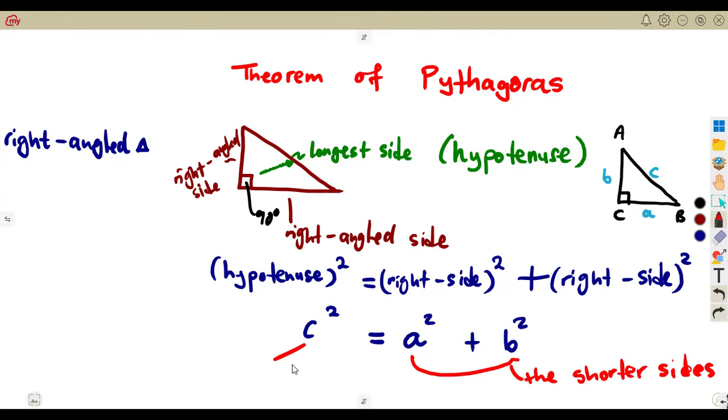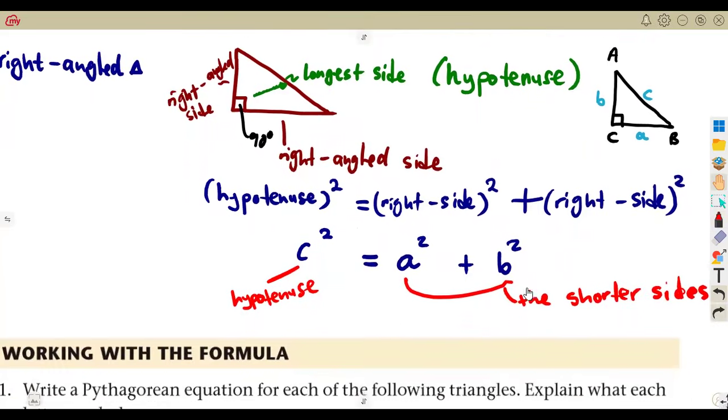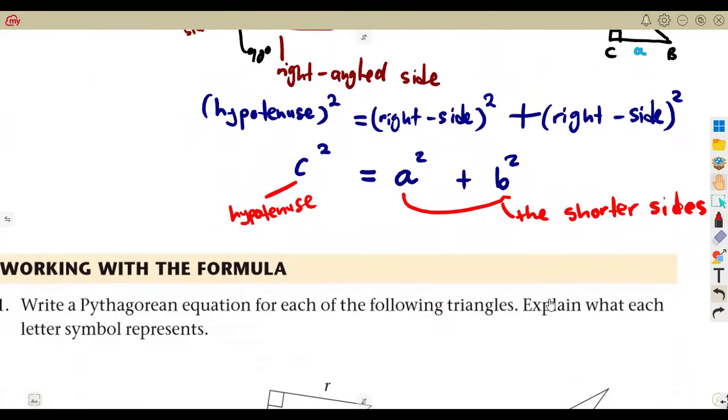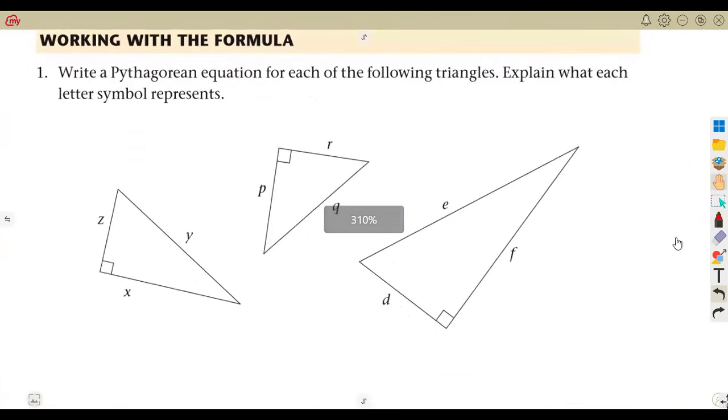But C is representing what? The longest side, which is our hypotenuse. So that is the condition that we are having there. Using this formula, guys, we can determine any side. Is it the hypotenuse that we want? Or are you calculating the shorter sides? You can use this formula, play around with it as you are solving your equations. But that is the condition of your Pythagoras theorem. So let us consider working with the formula, working with our Pythagoras.